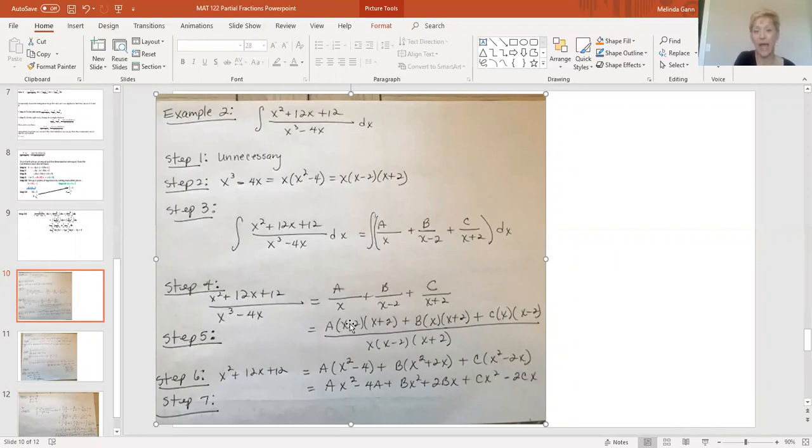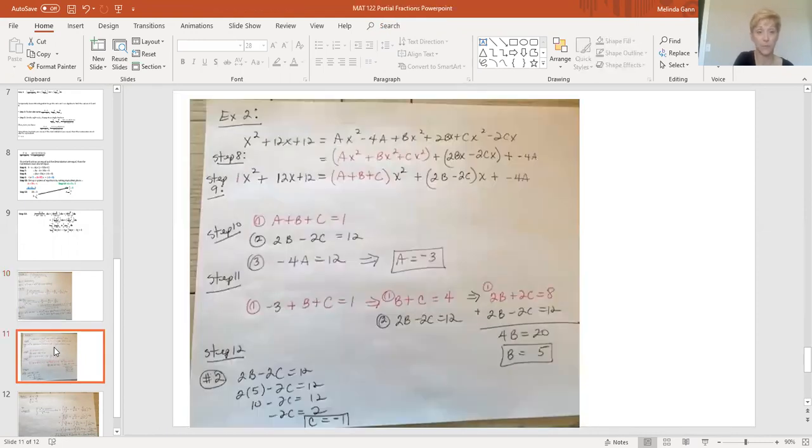So I multiplied x minus 2 times x plus 2 to get the x squared minus 4. I multiplied x by x plus 2 to get that. I multiplied x by x minus 2 to get that. Then I distributed the a here, and the b there, and the c there. So I get ax squared minus 4a, plus bx squared plus 2bx, and plus cx squared minus 2cx. Now I'm going to go basically play with this in the next slide. I'm just going to keep going and continue.